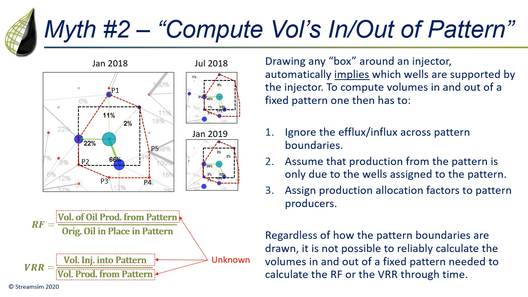Two, assume that production from the pattern is only due to wells assigned to the pattern. But in the case of the red pattern, this would include wells P2, P3, P4, and P5, which should not be contributing to the pattern production, as we know from the streamlines. And 3, we still need to assign production allocation factors to pattern producers. So regardless of how the pattern boundaries are drawn, it is not possible to reliably calculate the volumes in and out of a fixed pattern needed to calculate the recovery factor or the voidage replacement ratio through time.